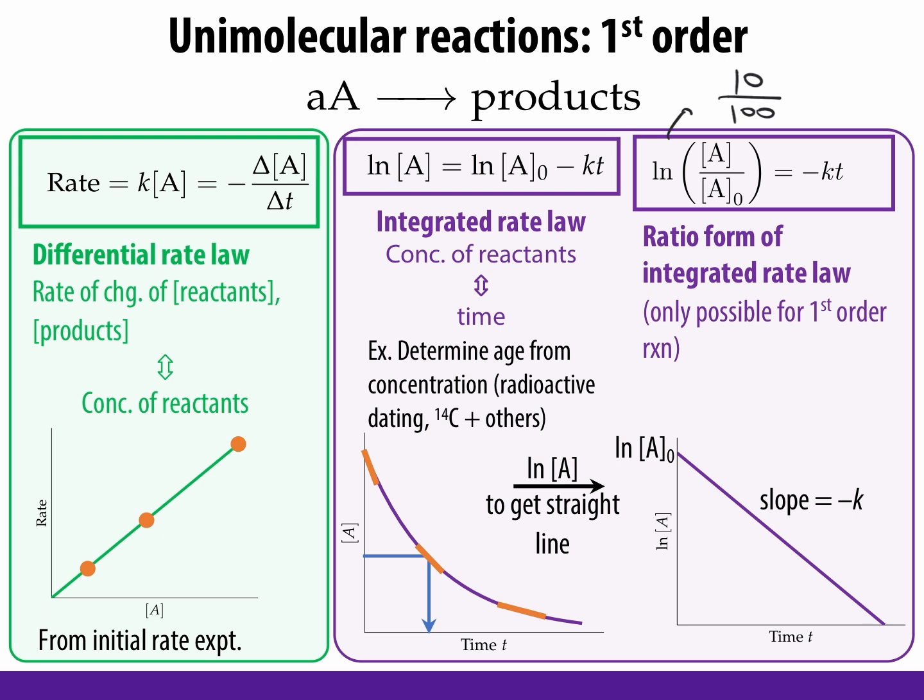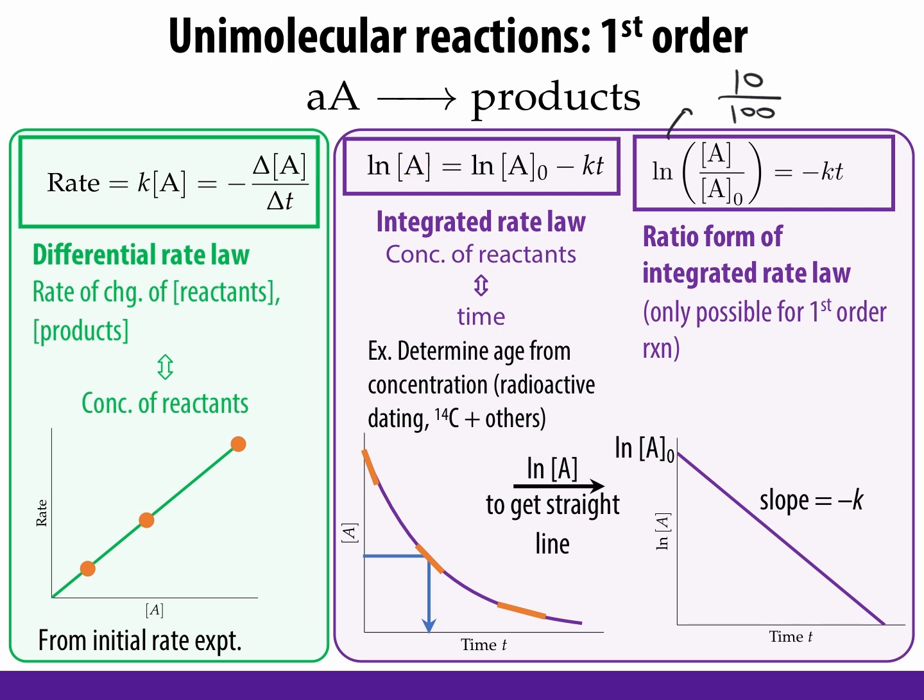So if we look at this equation, we have ln of A equals ln of A naught minus kt. If we plot t on the x-axis and A on the y-axis, it would not be linear. That was that nonlinear graph that we show here. But if we plot ln of A, according to this equation, ln of A should be linear.